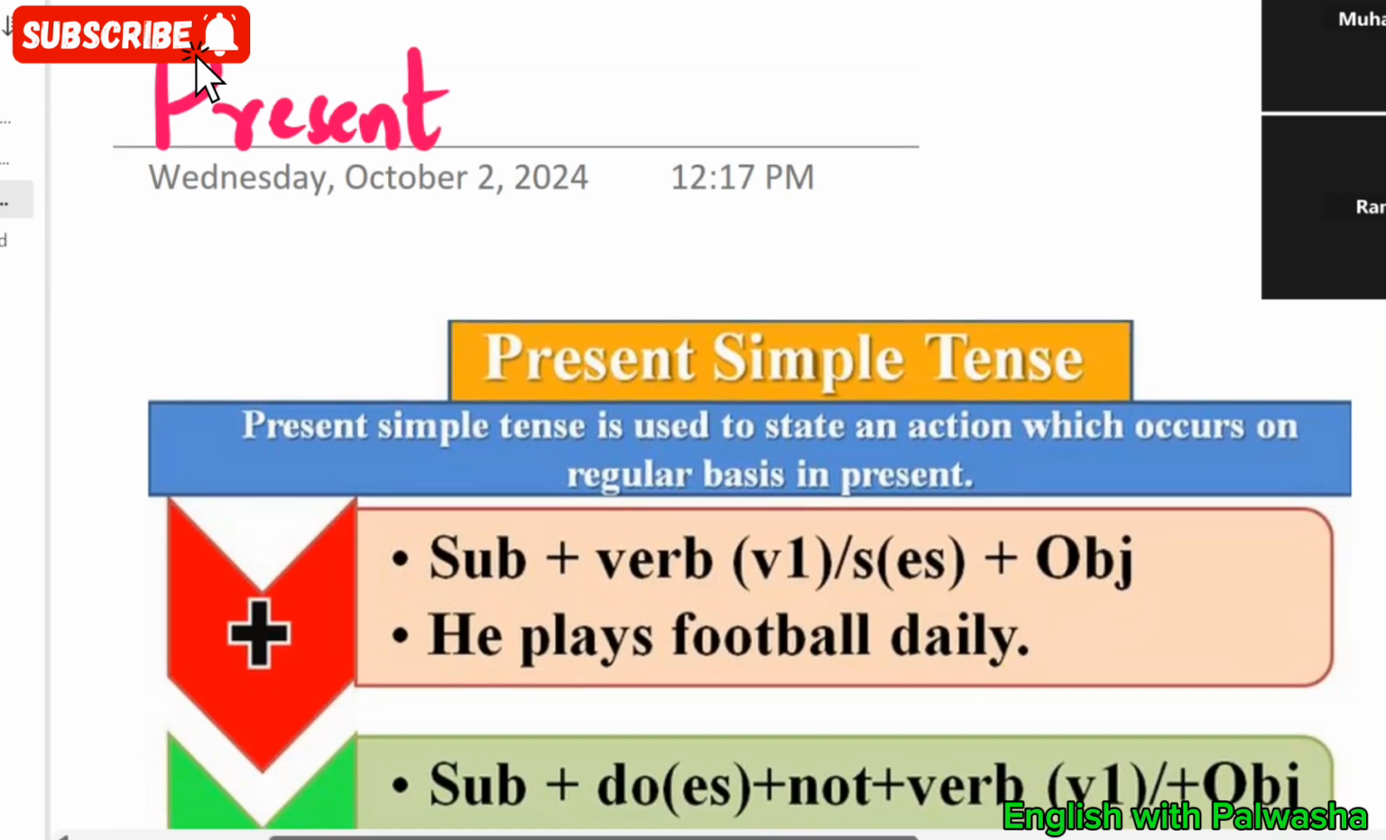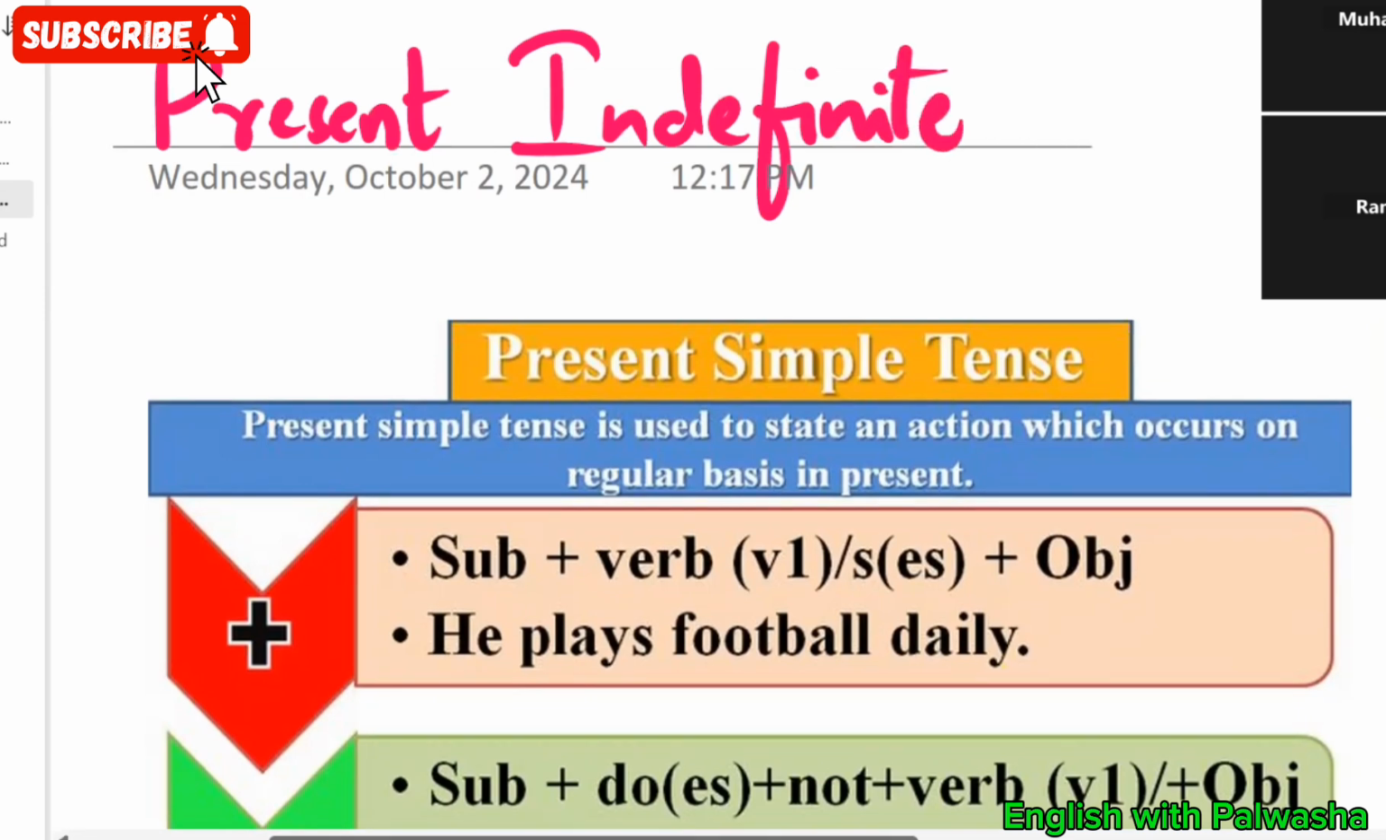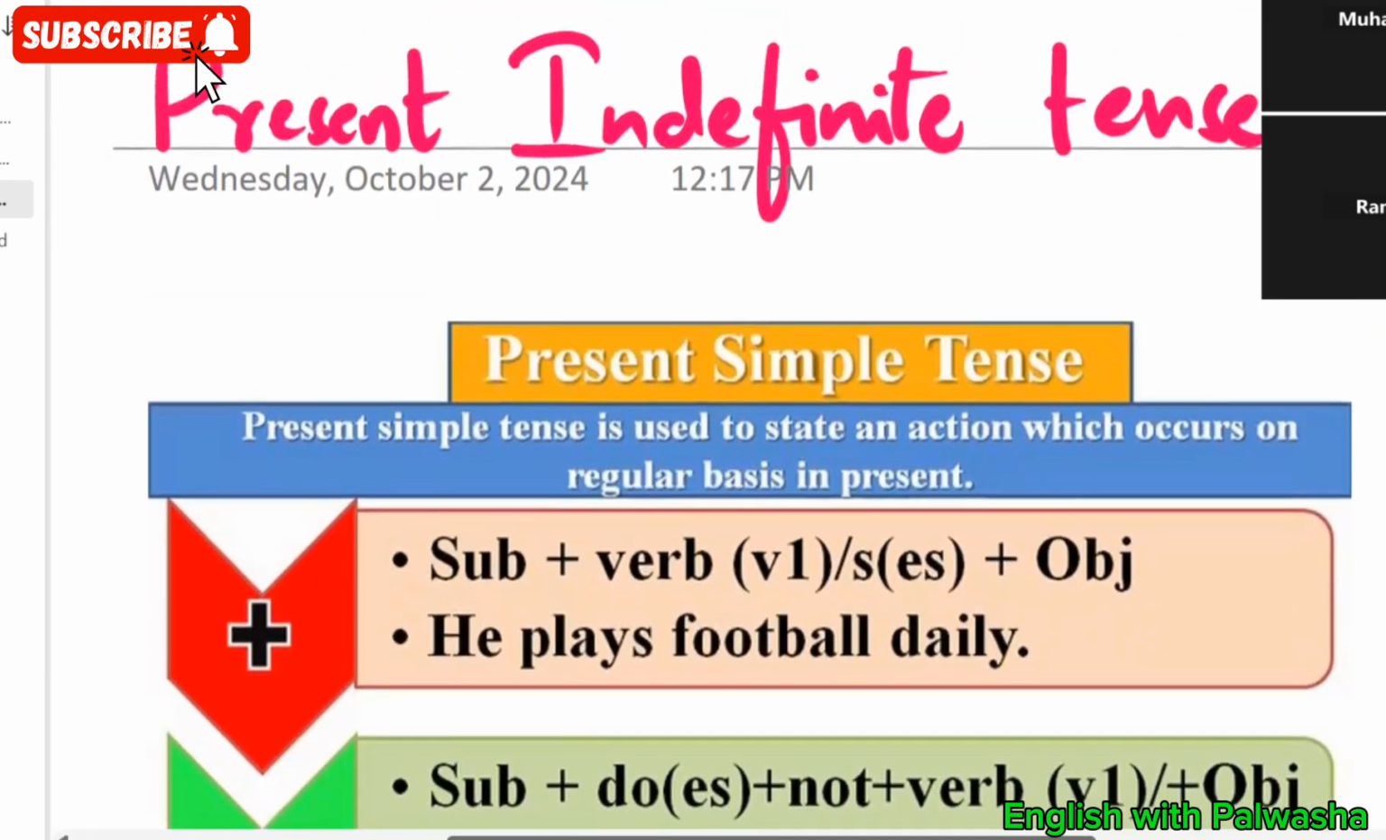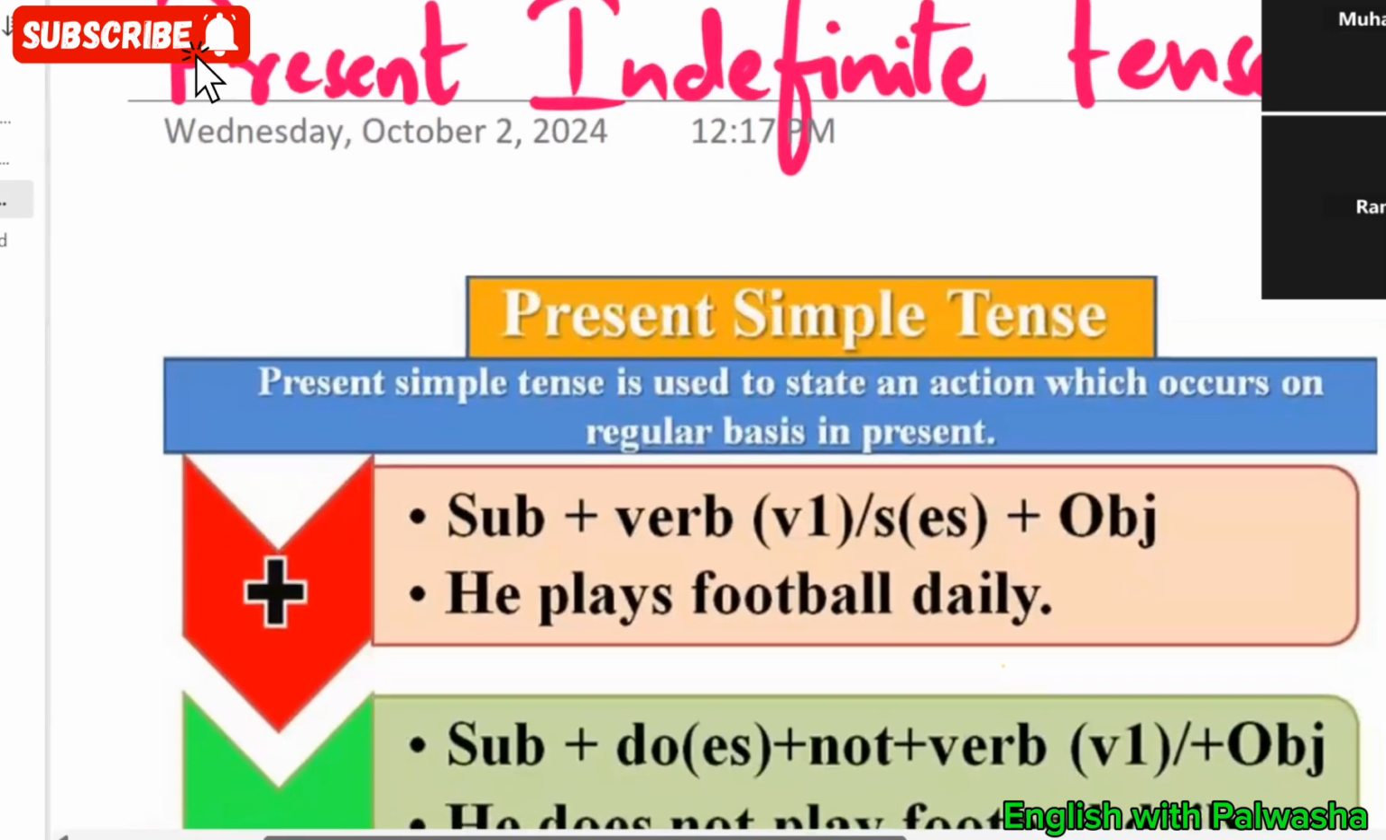Which tense are we going to do today? Present indefinite tense. Yes, it's going to be the present indefinite tense. We also call it present simple tense. Some people say simple present tense, some people say present indefinite tense. So, the name doesn't matter. This is the same tense which has all those things which I'm going to tell you today. And of course, they are going to accompany me.